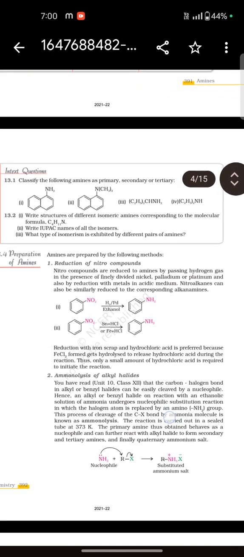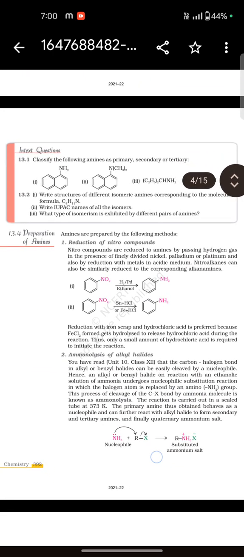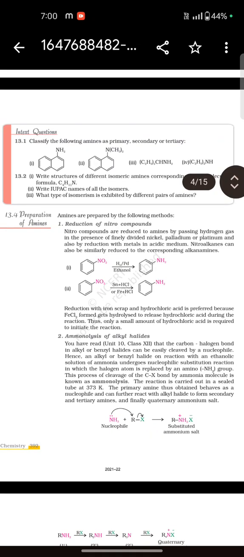Preparation of amines. Amines are prepared by the following methods. First method, reduction of nitro compounds. Nitro compounds are reduced to amines by passing hydrogen gas in presence of finely divided nickel, palladium or platinum, and also by reduction with metals in acidic medium. Nitroalkanes can also be similarly reduced to the corresponding alkylamines.